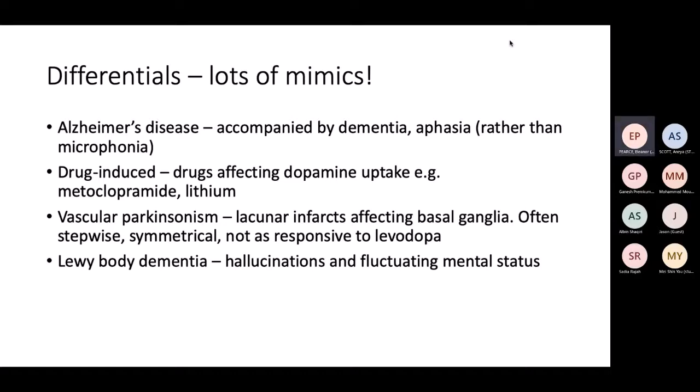There's something called vascular Parkinsonism, which is basically tiny strokes that affect the basal ganglia. So it causes the same sort of symptoms, but it's often very stepwise and it's symmetrical. And if you try and start the patient on medication like levodopa, it doesn't respond. Also, Lewy body dementia has similar Parkinsonian features, but patients will often hallucinate and have a dementia and changing mental status.